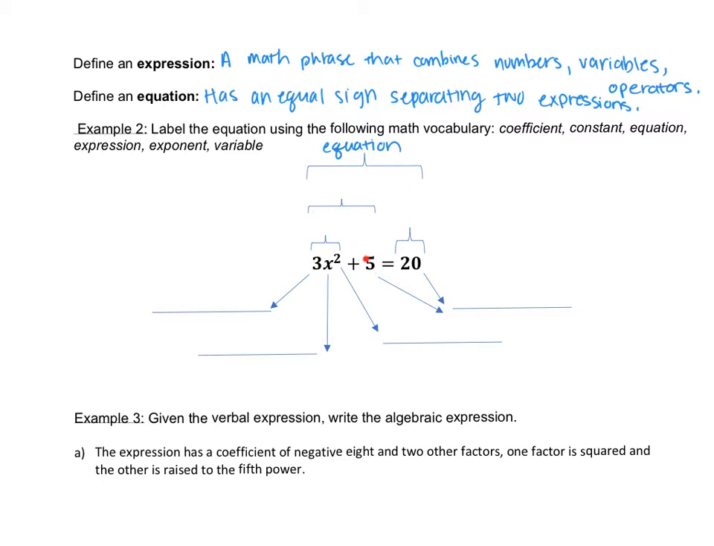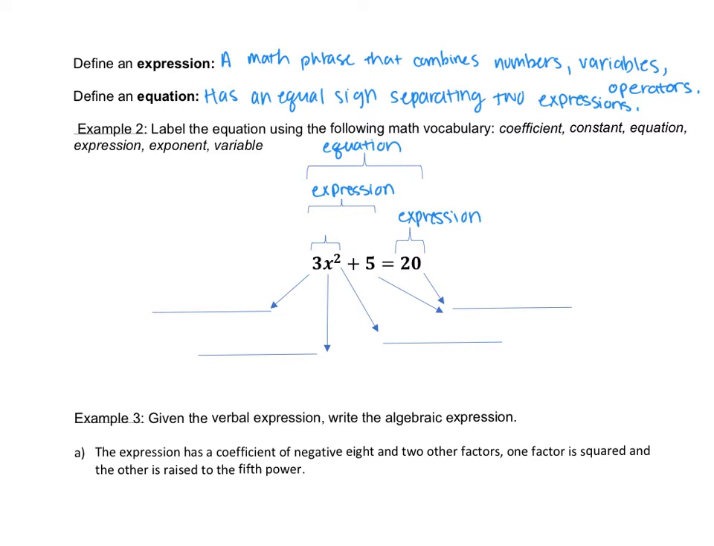And so on this side, this whole piece here is an expression, because it contains a combination of a number, a variable, or an operator. Notice the operator here is a plus sign. And so there are constants here, there's a variable. And on this side, there's only a 20. Typically we would call this a constant, but because it's on this side, we can also call it an expression, or you can call it a constant.